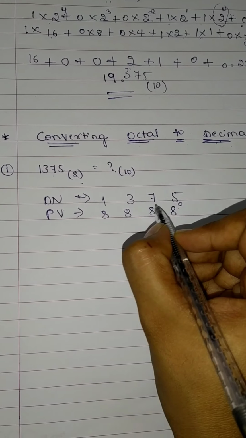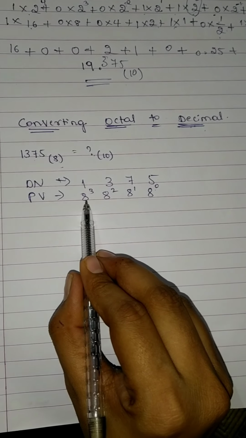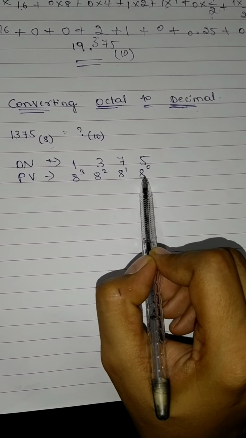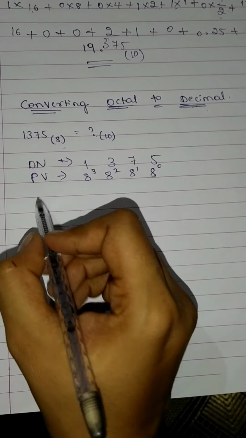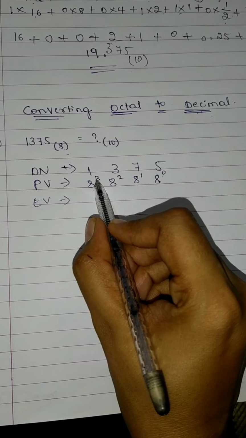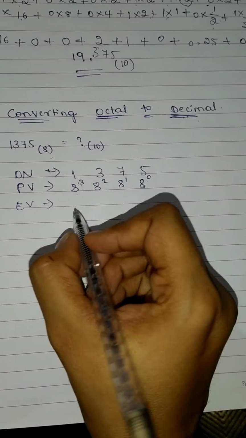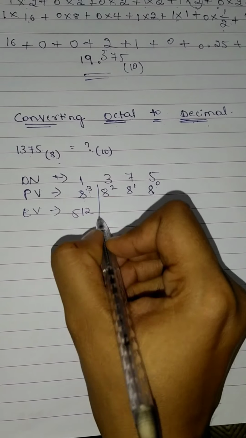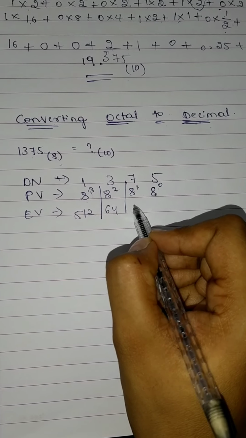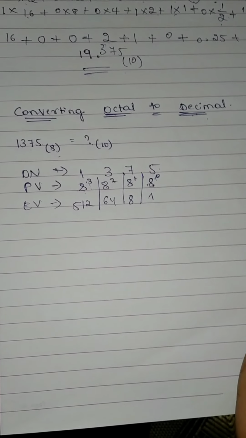So 8 power 0, 8 power 1, then 8 power 2, then 8 power 3. The base or radix of octal numbers is 8, so we have to take the positional value with 8. Then we need to find the effective value. 8 into 8 is 64, 64 into 8 is 512, then 8 into 8 is 64, then 8 into 1 is 8. 8 with power 0 is nothing but 1.